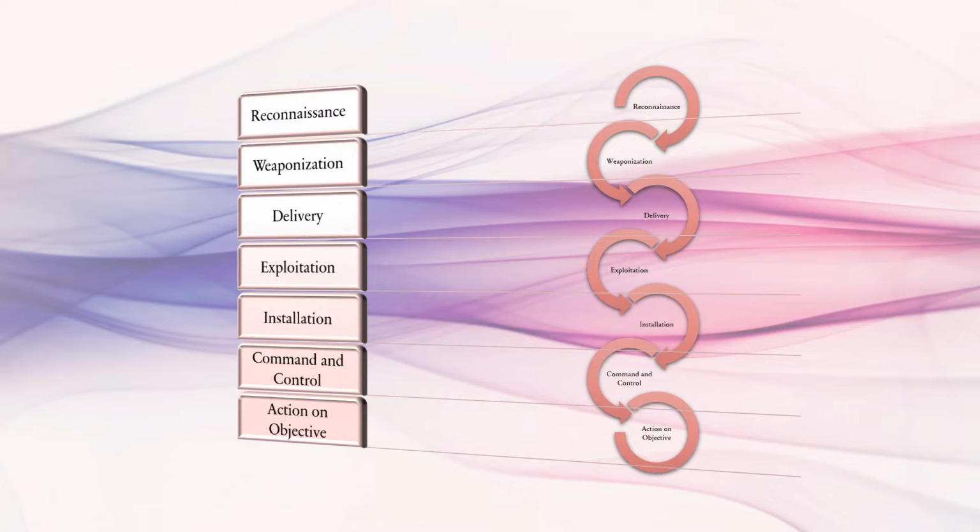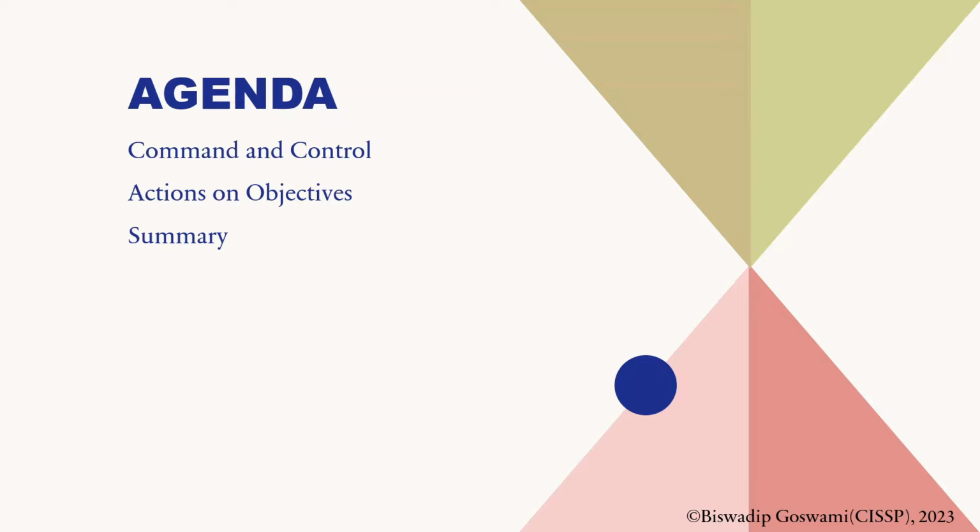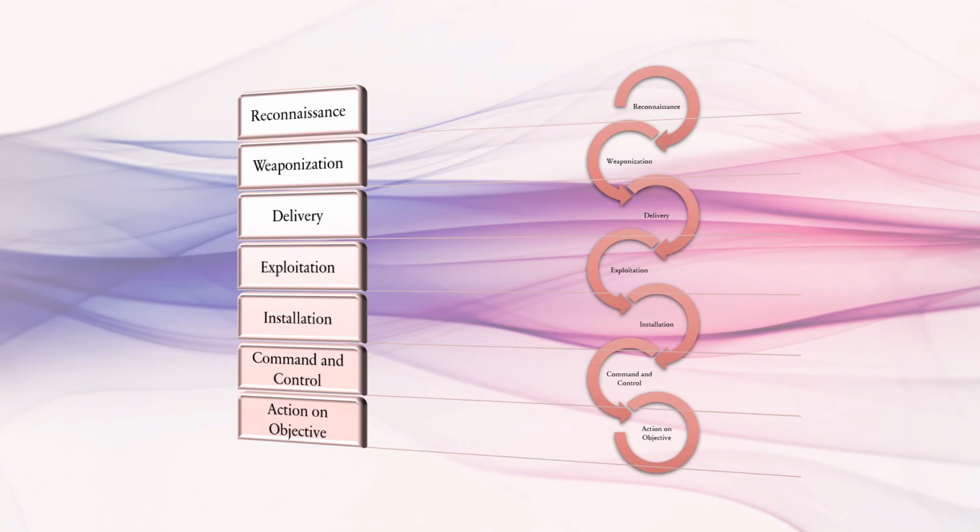Reconnaissance is where attackers gather information about the target, such as email addresses, phone numbers, and social media profiles. They use this information to craft targeted attacks, such as phishing emails, social engineering scams, and malware distribution. Weaponization is where attackers create the weapon or payload that they will use to deliver the attack, such as a virus, Trojan, or ransomware. The weapon is usually disguised as a legitimate file or application to avoid detection.